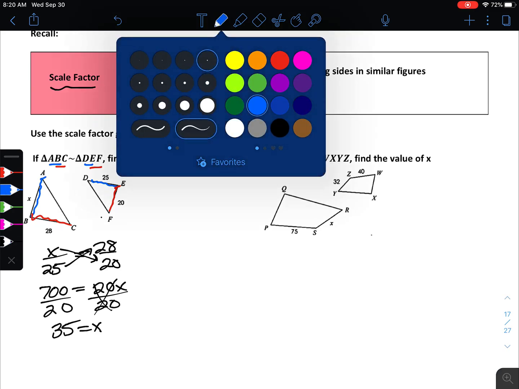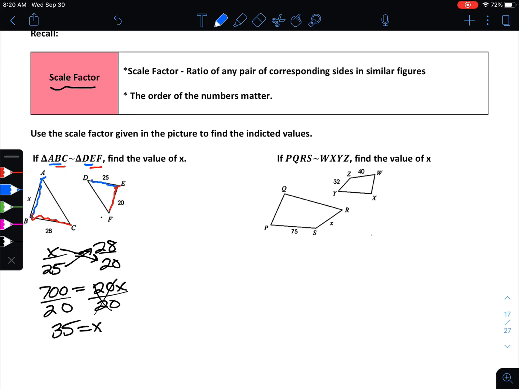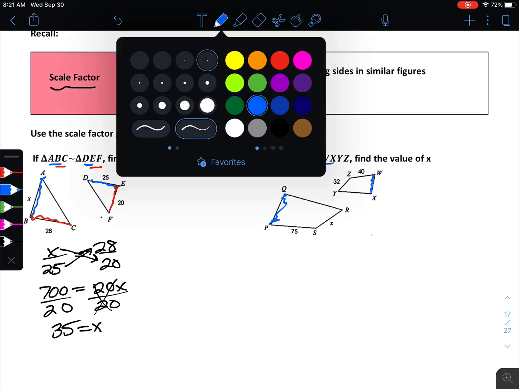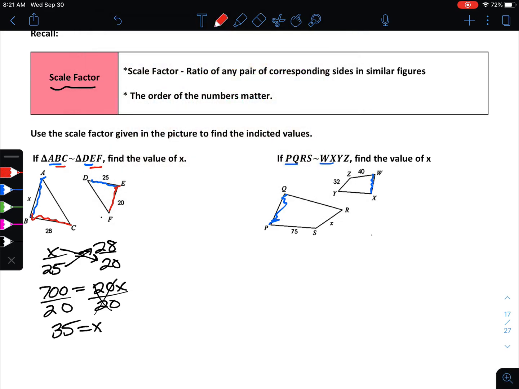All right, let's do the same thing on the next one. We've got PQRS is similar to WXYZ. Our first side that we can talk about is that PQ is similar to WX. Unfortunately, if you notice, that doesn't give us any information. So let's go to the next one. QR is similar to XY. Again, unfortunately, no information there.